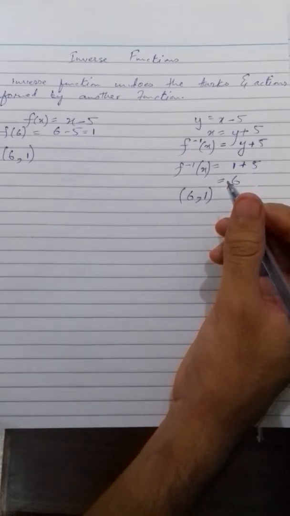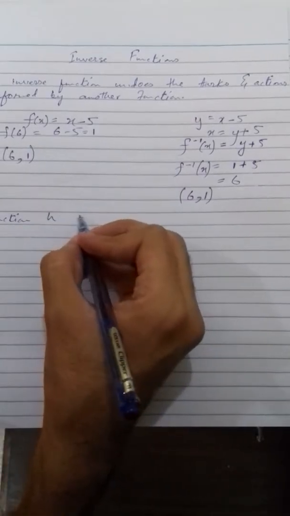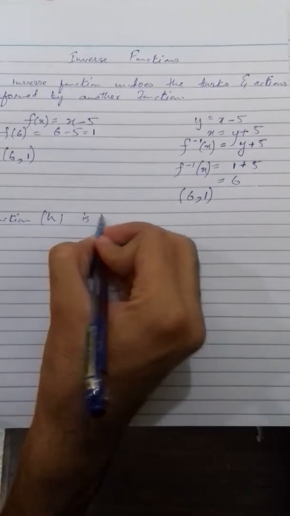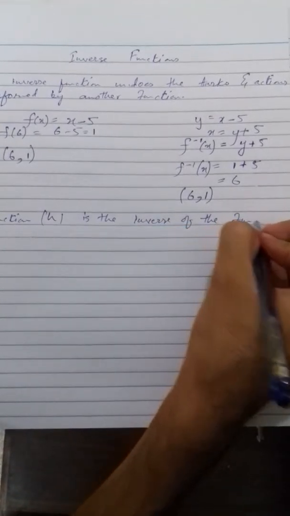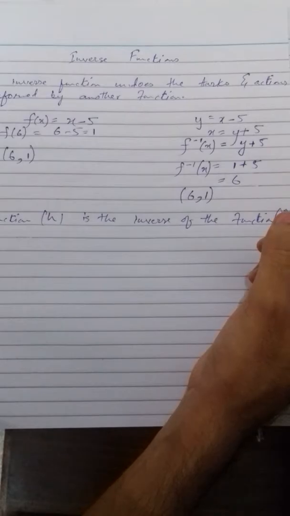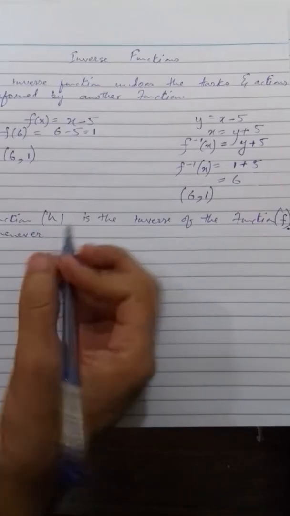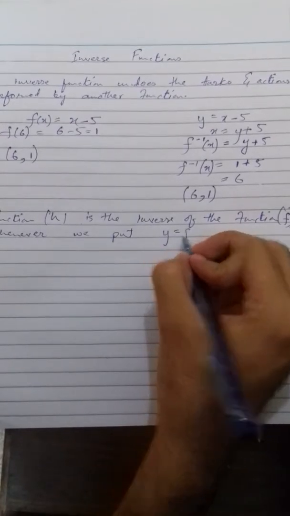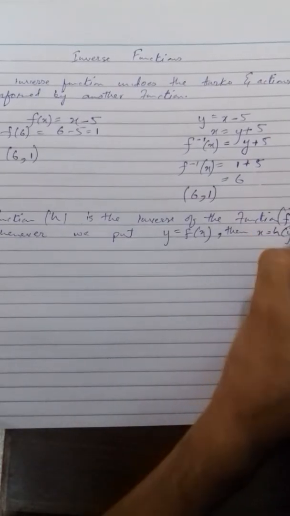So basically the general rule is that if a function h is the inverse of the function f, this will only happen whenever y = f(x), then we get x = h(y).